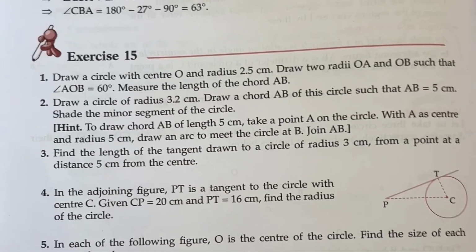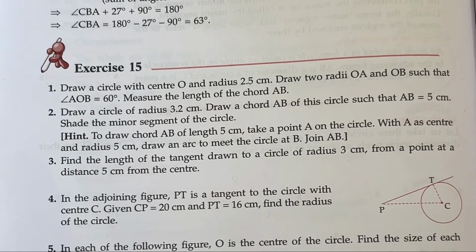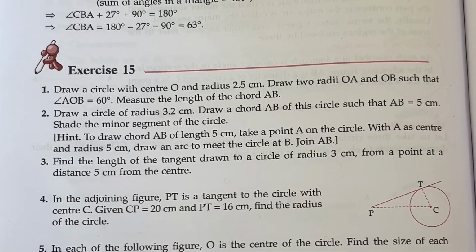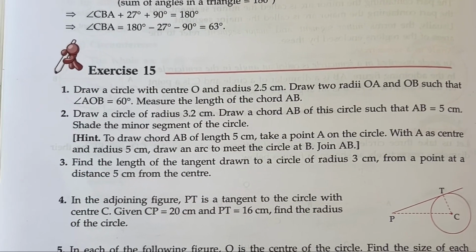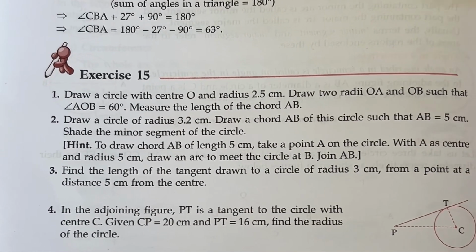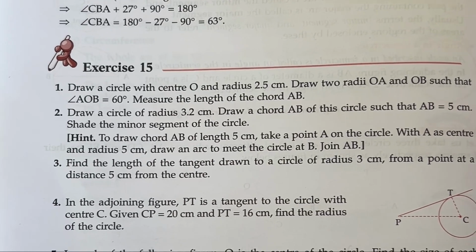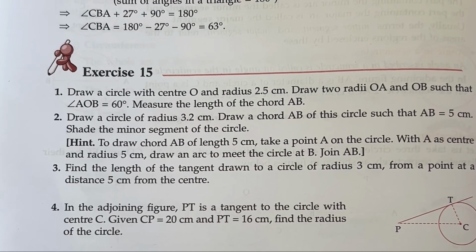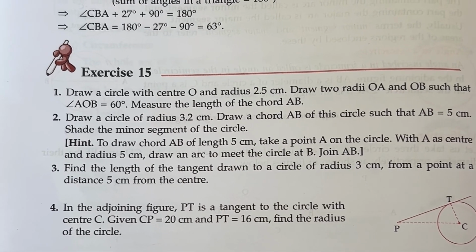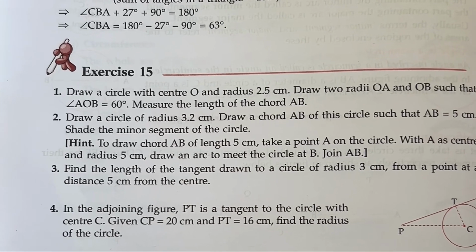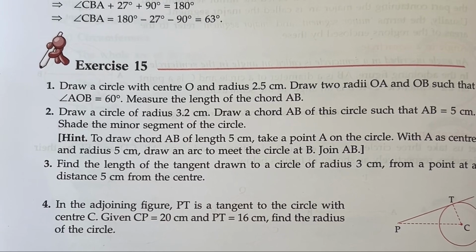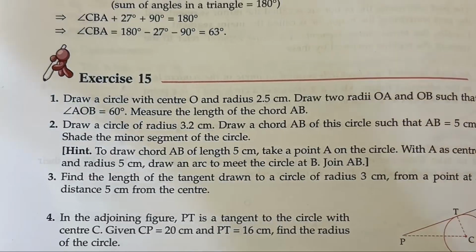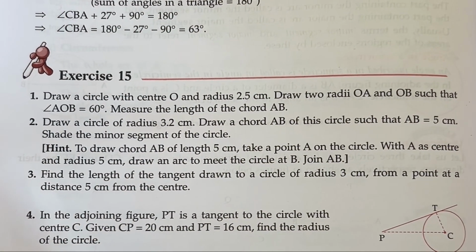So now let us begin with the exercise directly. Let us see the first sum, which tells us a circle is to be drawn with the center O and radius 2.5. Draw two radii OA and OB such that angle AOB is 60 degree. Measure the length of the chord AB. So now let us see how the sum needs to be proceeded.